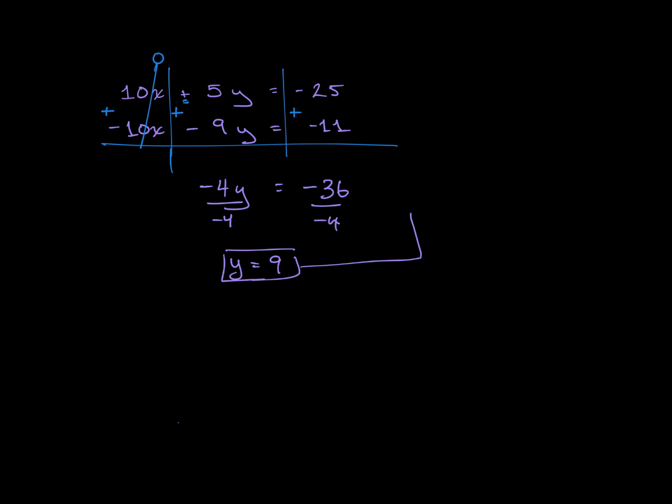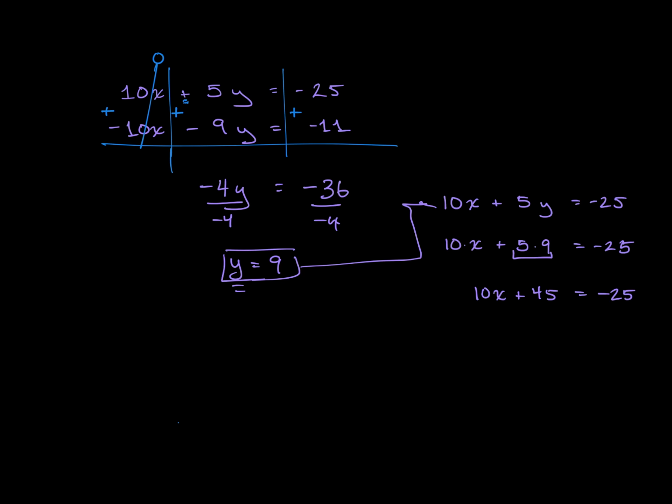So here we go. Just pick one of those equations from the get-go, and I'm just going to choose the top one. So 10 times x plus 5 times y equals negative 25. And wherever I see a y, I'm just going to throw a 9 in its place. So this becomes 10 times x plus 5 times 9 is now equivalent to negative 25. And now I'm going to solve this equation in a second here. But first I'm going to clean this up because we know that 10x plus 5 times 9 is 45. Is that equal to negative 25? Okay, that's right.